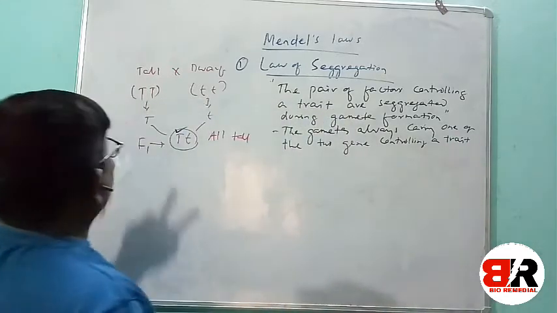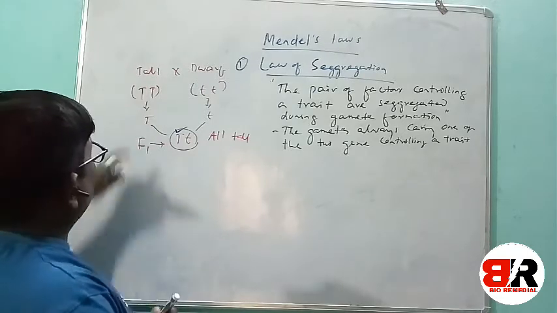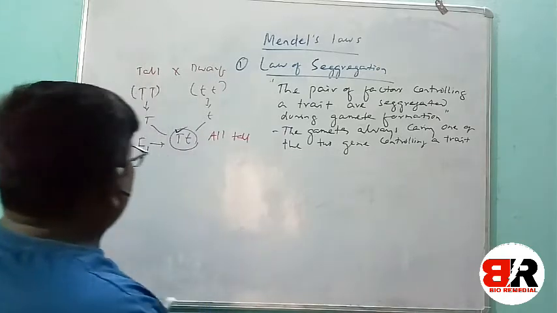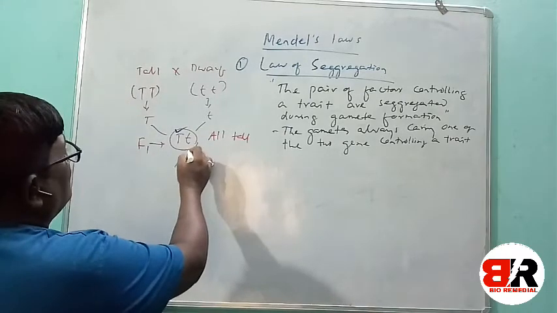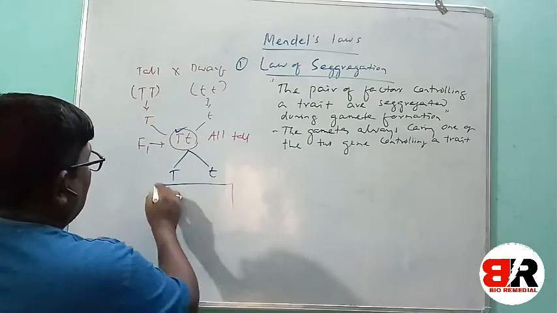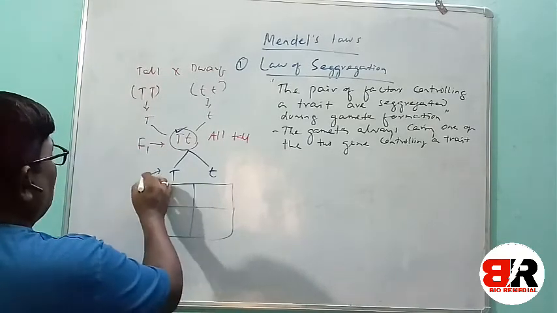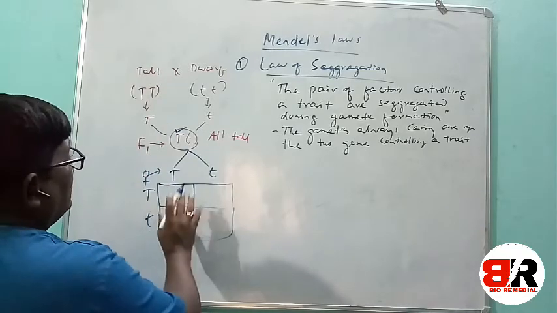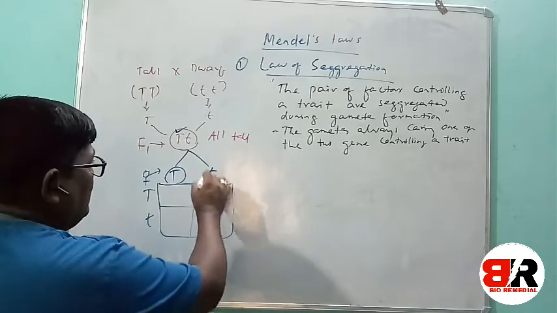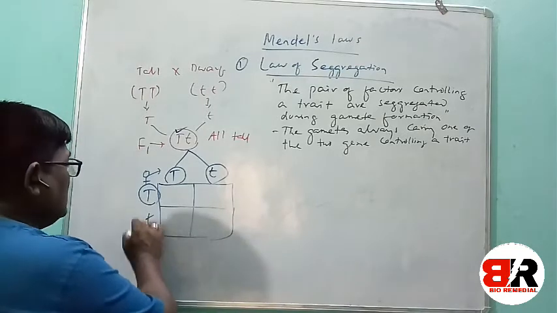So these gametes, you understand, these two genes controlling the tall character are separated, capital T here, small t here. In the F2 generation, two different types of gametes are formed. Male gametes are of two types and female gametes are also of two types. One gamete will carry capital T, the other gamete will carry small t. Similarly, in female, one gamete will carry capital T, the other small t.